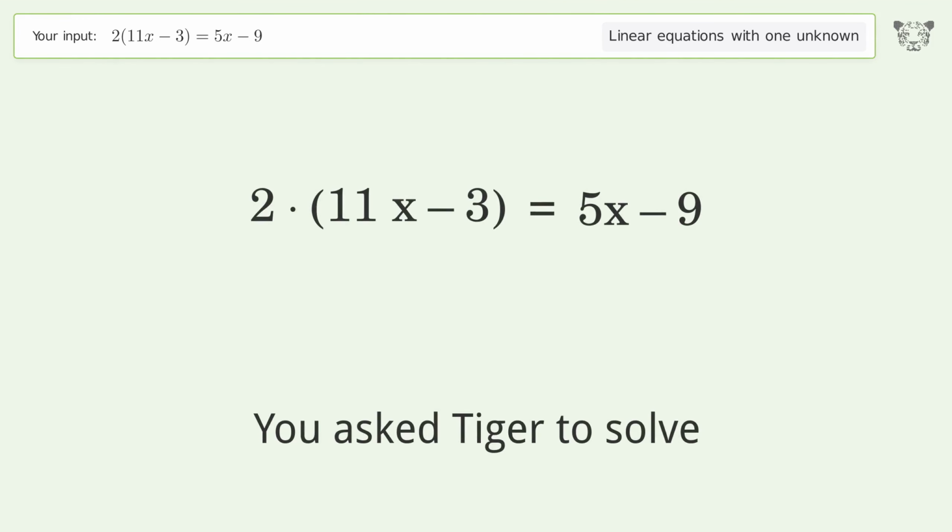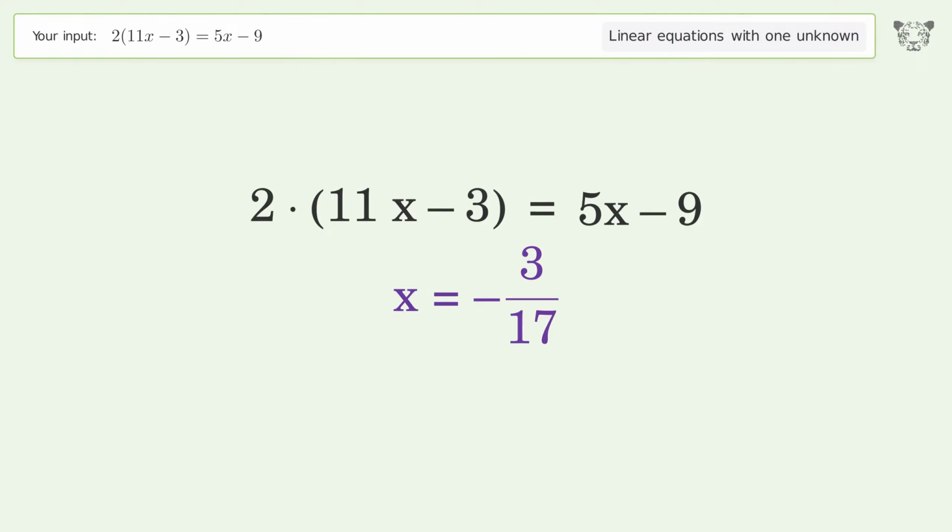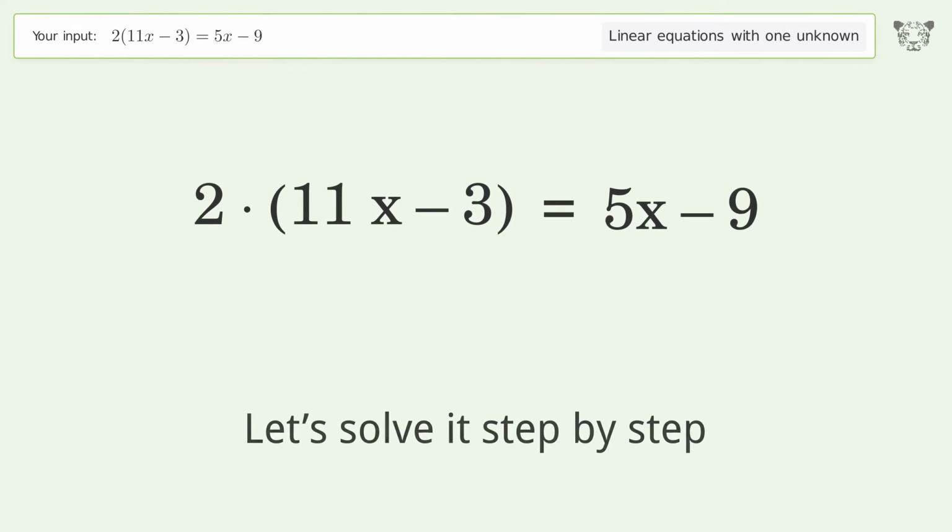You ask Tiger to solve. This deals with linear equations with one unknown. The final result is x equals -3/17. Let's solve it step by step.